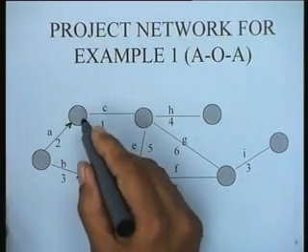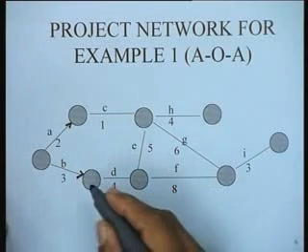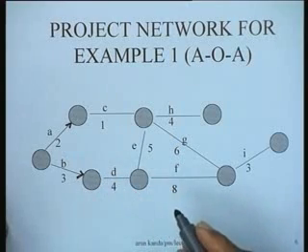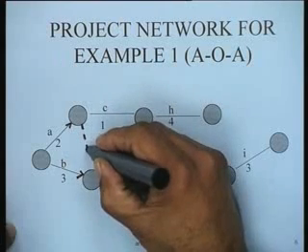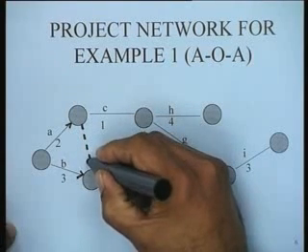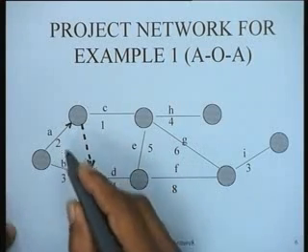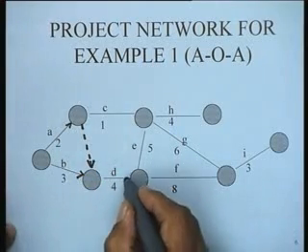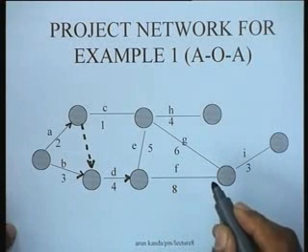C has predecessor A as shown here, but activity D has predecessors both A and B. So what we need is to add a dummy activity from here to here, showing that activity D now has predecessors both A and B as per the requirements. Then we talk about activity E.